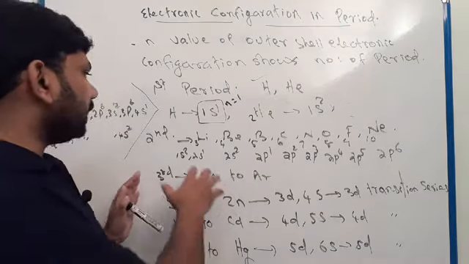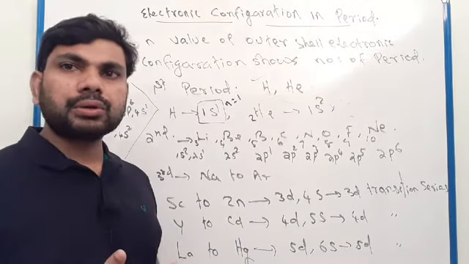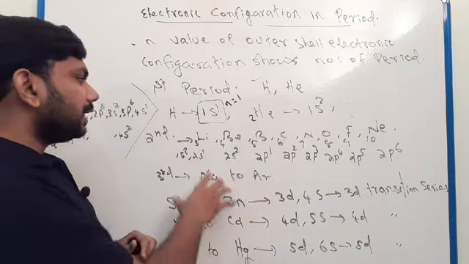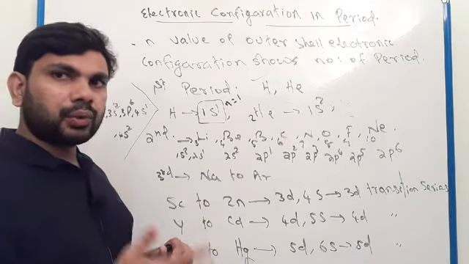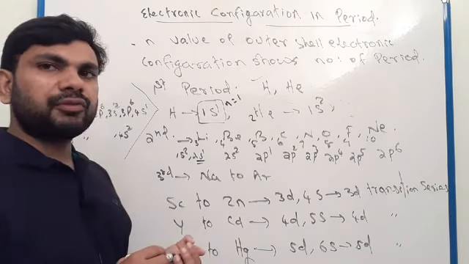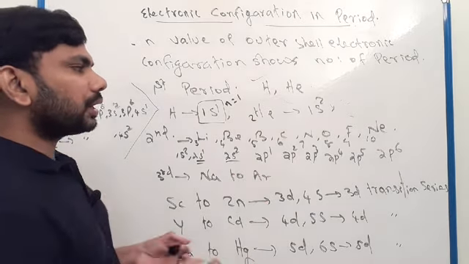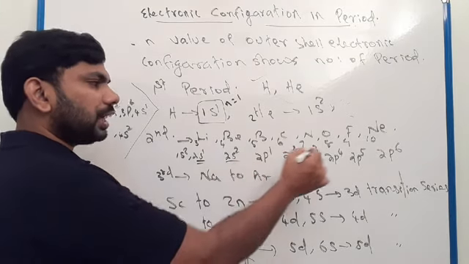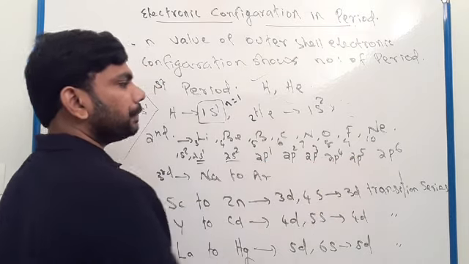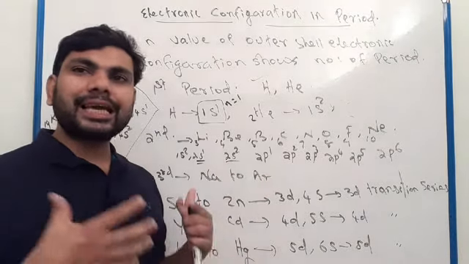Clear? Next, when you check the second period, there will be lithium, beryllium, boron, carbon, nitrogen, oxygen, fluorine and neon. Lithium, atomic number 3, is 1s2 2s1, so here n is equal to 2. Beryllium, atomic number 4, is 1s2 2s2, n is equal to 2. You can check all the outer shell electronic configurations: 2s2, 2p1, 2p2, 2p3, 2p4, 2p5, 2p6. So in all cases the n value is 2.